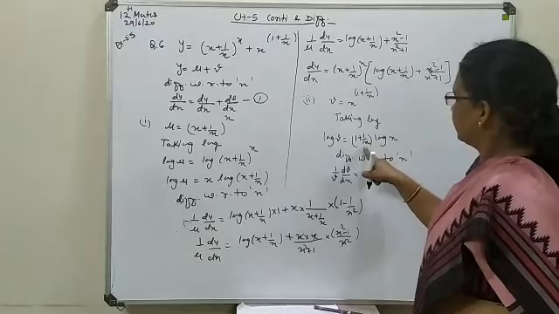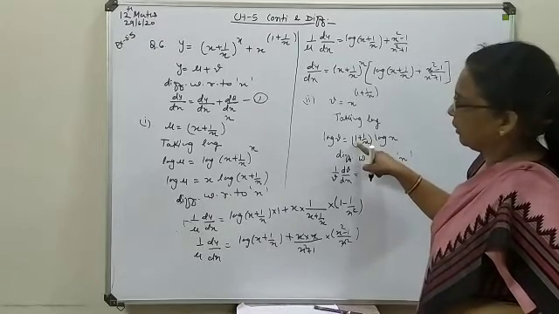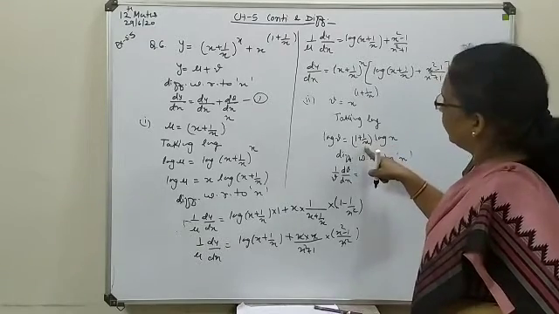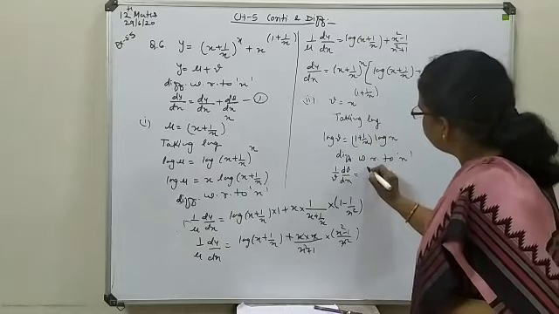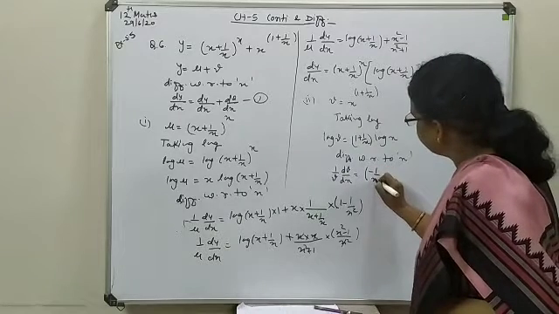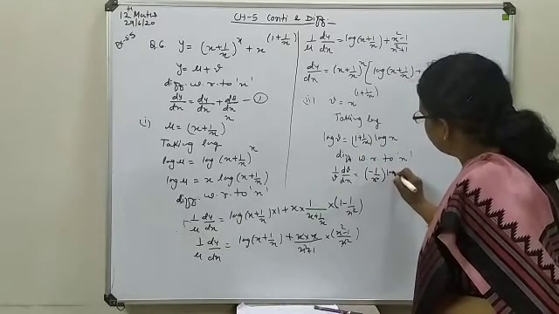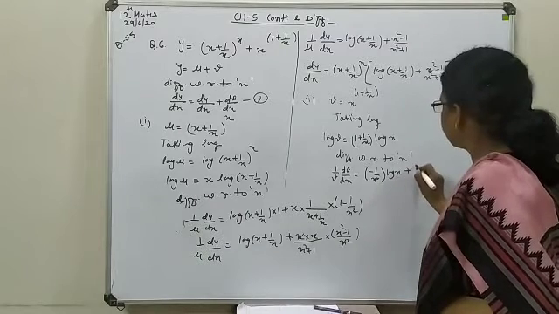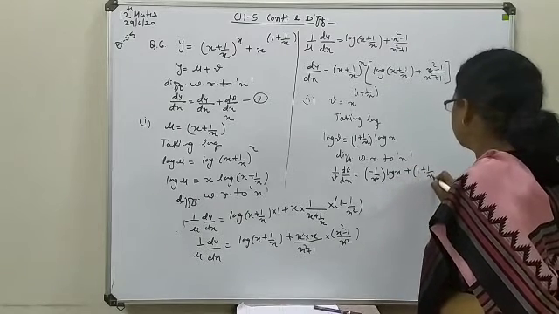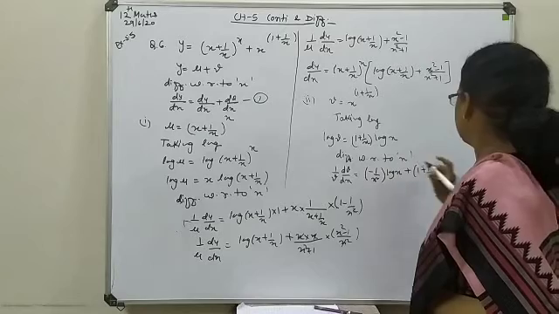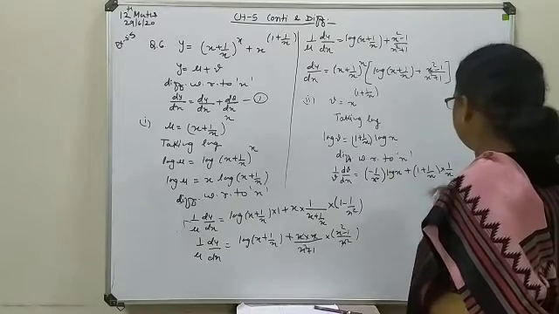Differentiation of this term we will write first. So the derivative of 1 will be 0. Differentiation of 1 by x, in the previous case we have written. This is your minus 1 upon x square. Log x you keep as such. Plus (1 plus 1 upon x) you will write as such. Differentiation of log x is 1 by x.